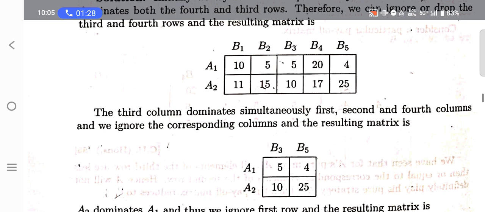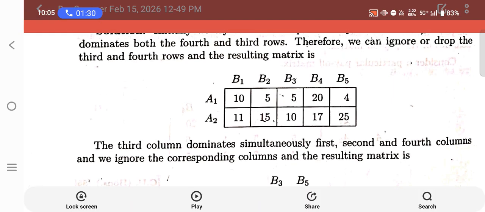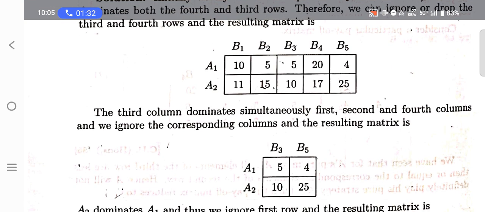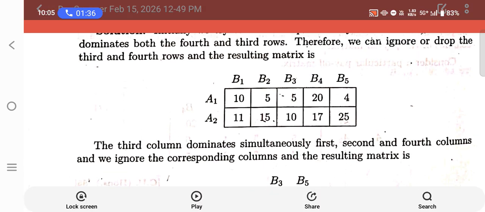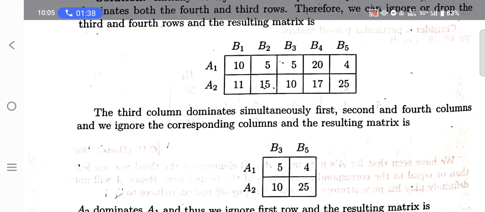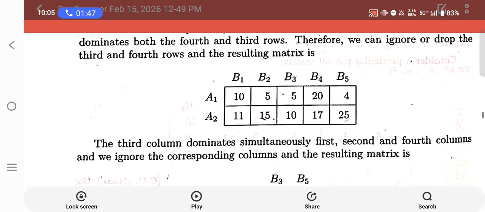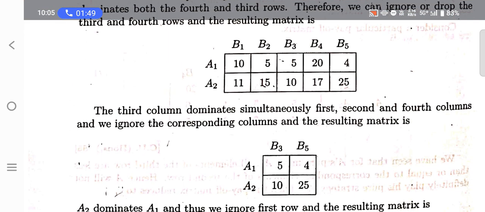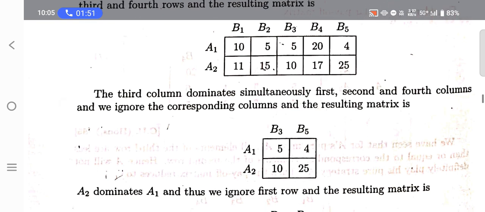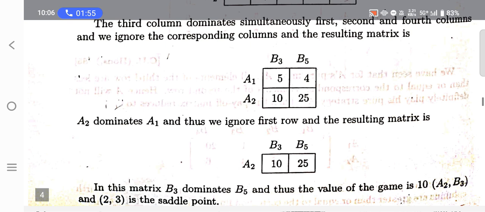And for the player B, that is the third column dominates simultaneously the first, second and the fourth column. Actually the values of the first column, second column and the fourth column are greater than or equal to the B3 column. So the player B eliminates the B1, B2 and B4 strategy. So our resulting matrix is here.